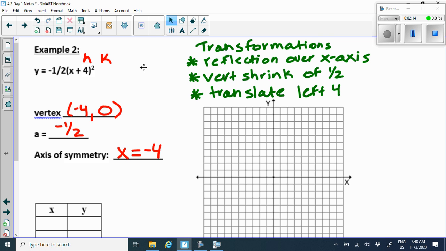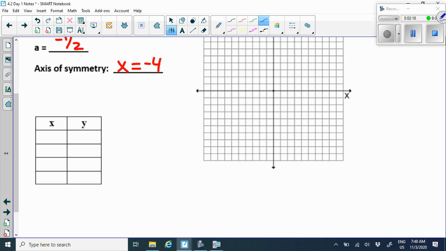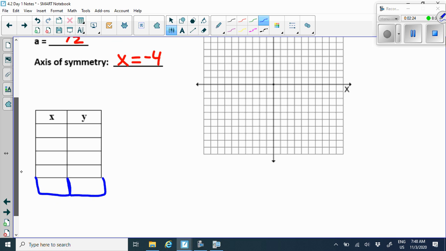Okay, now we're gonna go ahead and do our XY table. I'm going to add, once again, another part here to represent. We're going to do 5 points. So we have -4, 0. Now we're going to pick 2 points that are smaller, 2 points that are bigger. So smaller will be -5 and -6. Bigger will be -3 and -2. Go ahead, plug those in to get your answers.